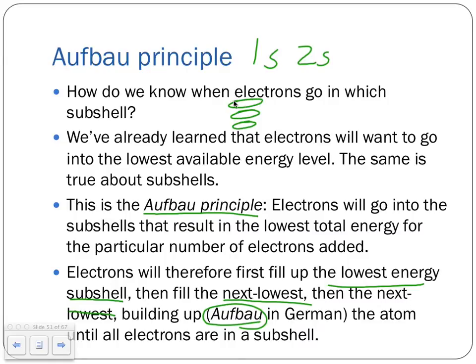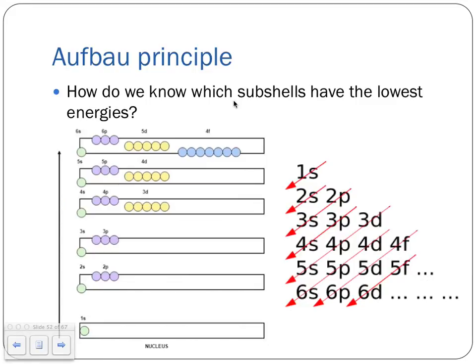And this should sound familiar to you because this is the same way that we talked about how the energy levels worked. When the lowest energy level is filled, then it goes up to the next one. Only now it's not just true about energy levels, it's also true about subshells. And so how do we know which subshells have the lowest energy? We said it fills up the lowest subshells first, but we don't know which ones those are. So a couple ways to figure this out.